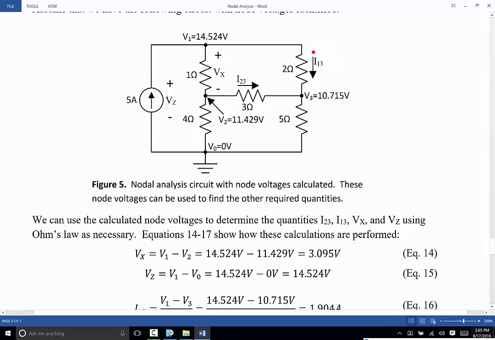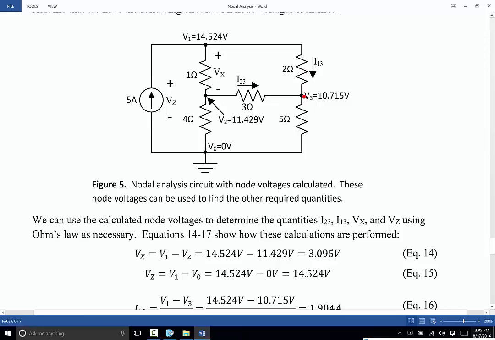Let's look at I sub 1,3. Well, I sub 1,3 is coming from node V1, and it's going toward node V3. And by the passive sign convention, that must mean that node V1 is at the higher voltage. Now, it turns out that that's correct in this case. 14.5 is higher than 10.7. But if that weren't the case, if it just happened to be that that didn't work out, it just means that I sub 1,3 is going to be negative, which is an indication of the fact that this arrow would be drawn in the wrong direction. In this example, though, the arrow is drawn in the right direction, so I sub 1,3 will be positive.